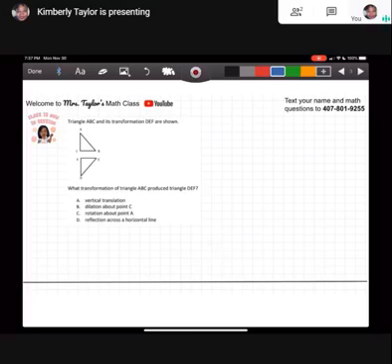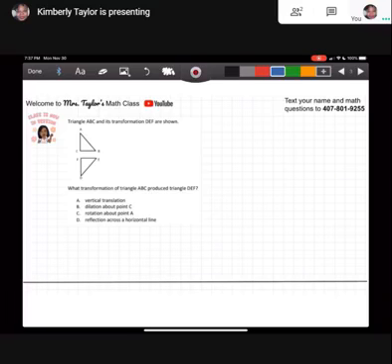So it says triangle ABC and its transformation DEF are shown. It says what transformation of triangle ABC produces triangle DEF. So what you have to notice is, okay, what's going on?